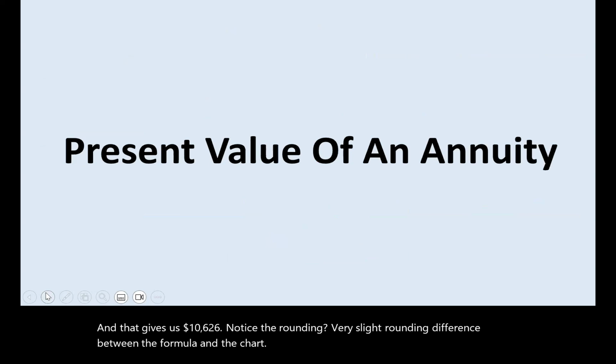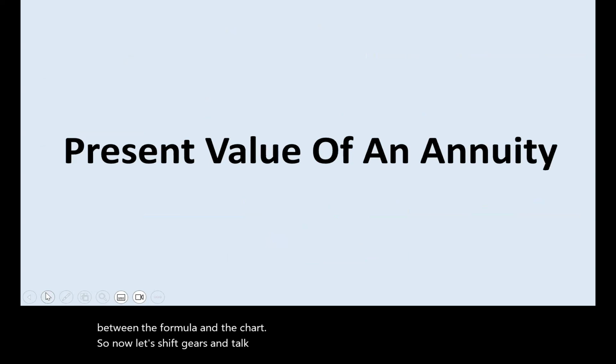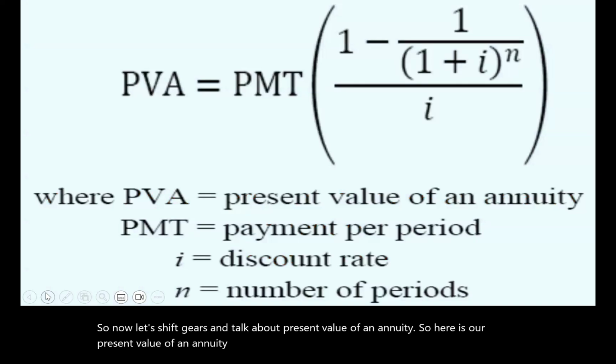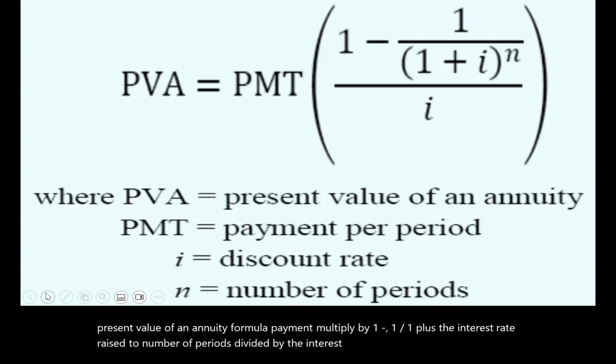So now let's shift gears and talk about present value of an annuity. Here is our present value of an annuity formula: payment multiplied by 1 minus 1 divided by 1 plus the interest rate raised to the number of periods, divided by the interest rate. So we break it down: PMT, payment per period.